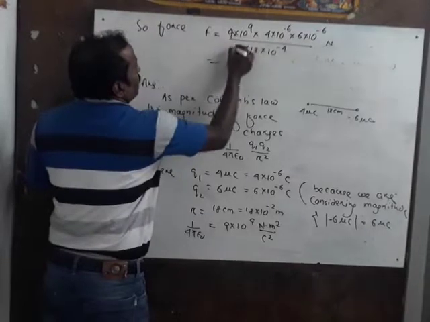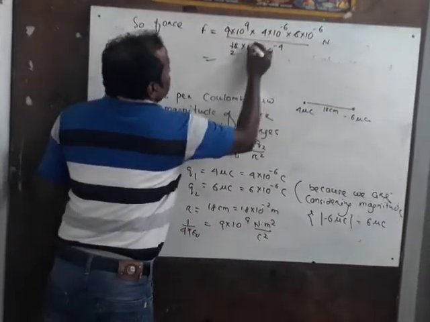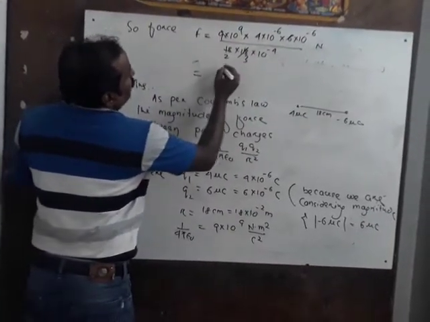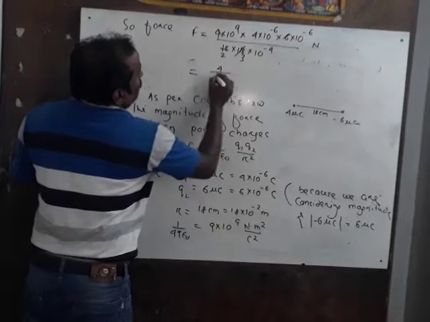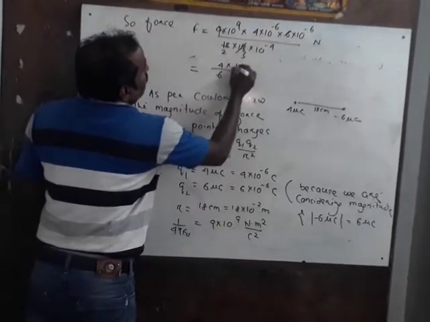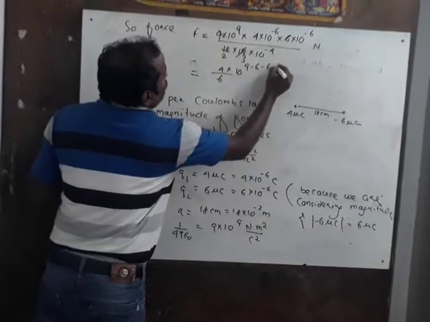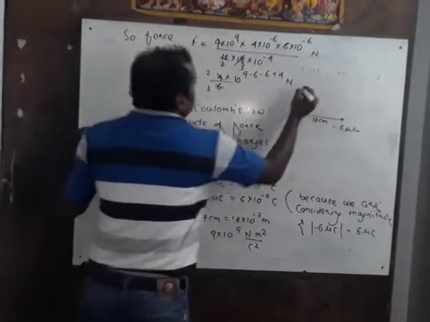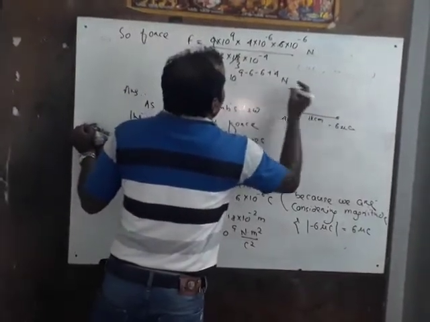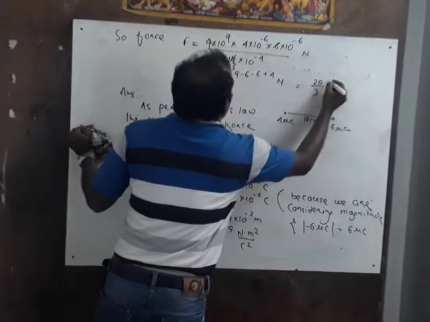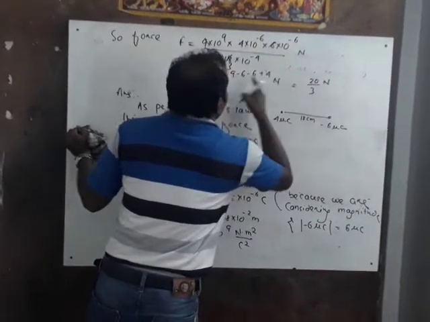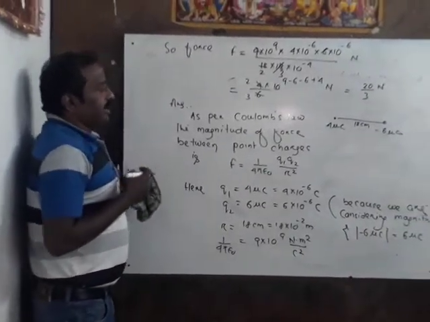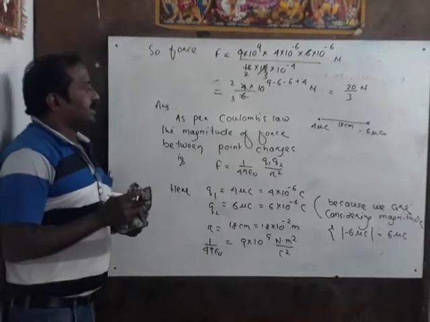Okay, so 9 into, okay, 6 into 3, clear? Okay, so then it goes like this: 4 by 6 into 10 to the power 9 minus 6 plus 4 Newton. We can cancel all that. 2 by 3. So then it goes like this, 6 20 by 3 of Newton. And we shall go 30 minus 12, 20 by 3. So this is the answer of example 2.